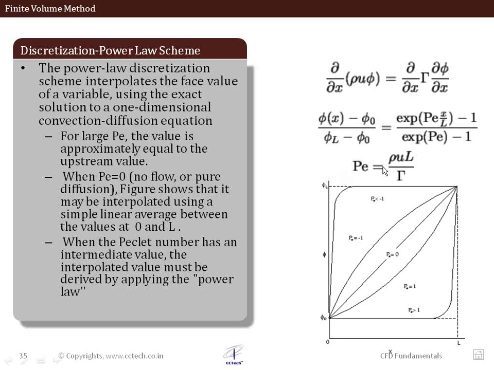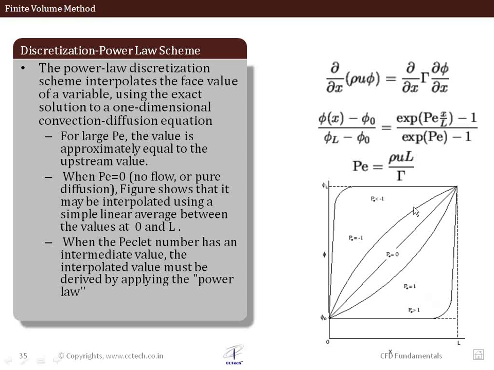So if the Peclet number is a relative ratio of the convection and the diffusion term, then if we have a flow which is highly convective, in that case the Peclet number is close to infinity. So in that case the value at the face will be equal to the value of the cell which is just upstream of it. That's similar to the first order upwinding formulation.